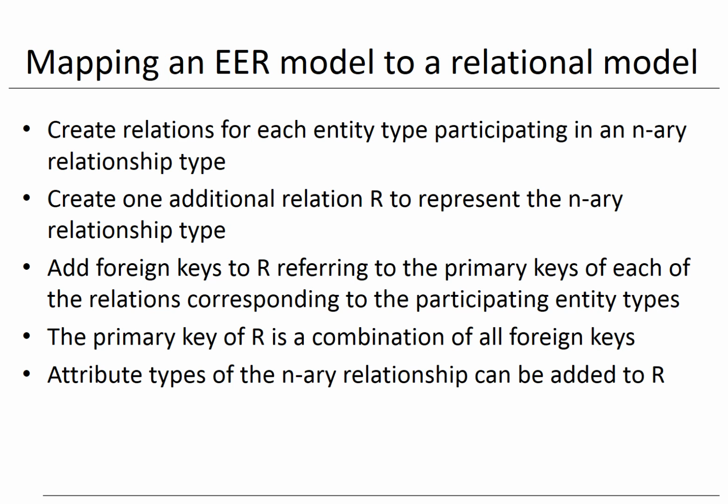To map an N-ary relationship type, we first create relations for each participating entity type. We then also define one additional relation R to represent the N-ary relationship type and add foreign keys referring to the primary keys of each of the relations corresponding to the participating entity types. The primary key of R is the combination of all foreign keys, which are obviously all not null. Any attribute type of the N-ary relationship type can also be added to R.